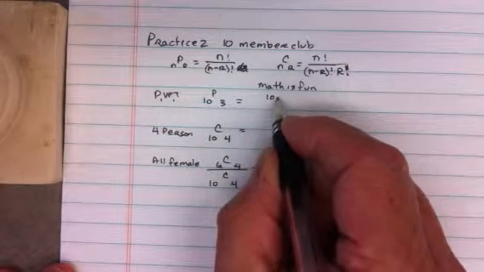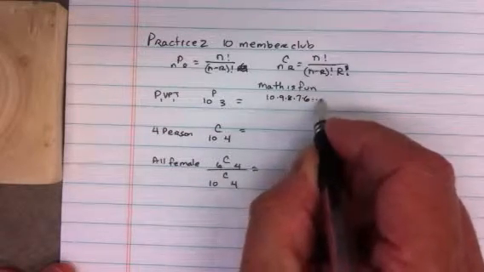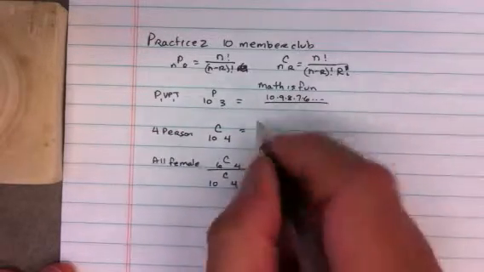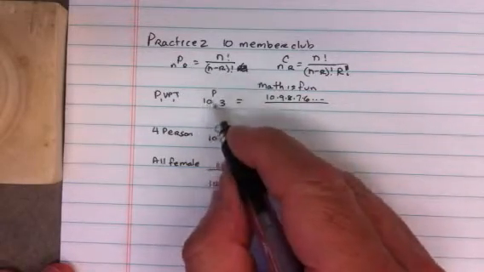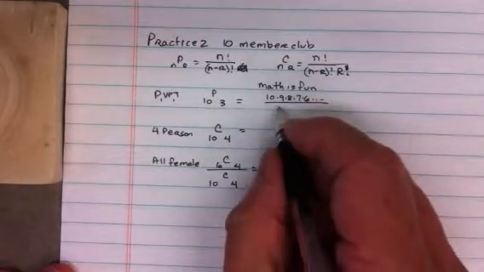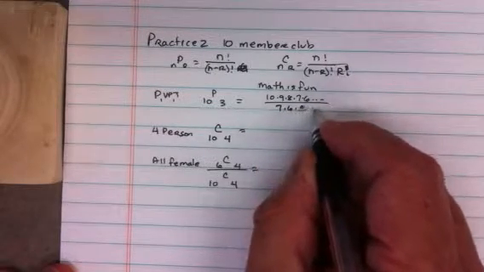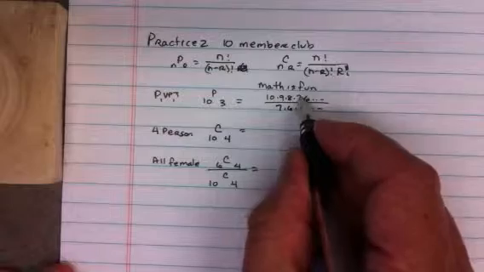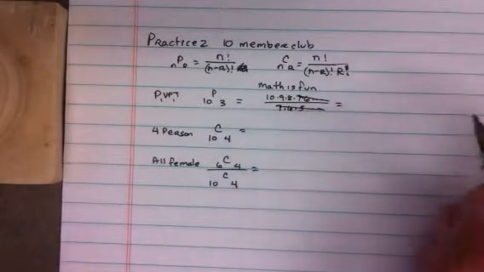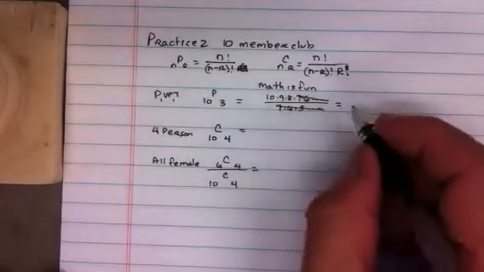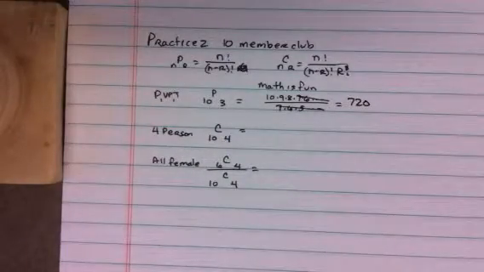That's 10 factorial, 10 times 9 times 8 times 7 times 6, and then n minus r is 10 minus 3 factorial, which is 7 factorial, which is 7 times 6 times 5 times, and everything past 7 cancels out, so we end up with 10 times 9 times 8, which is 720. So that's the first one for the permutations.